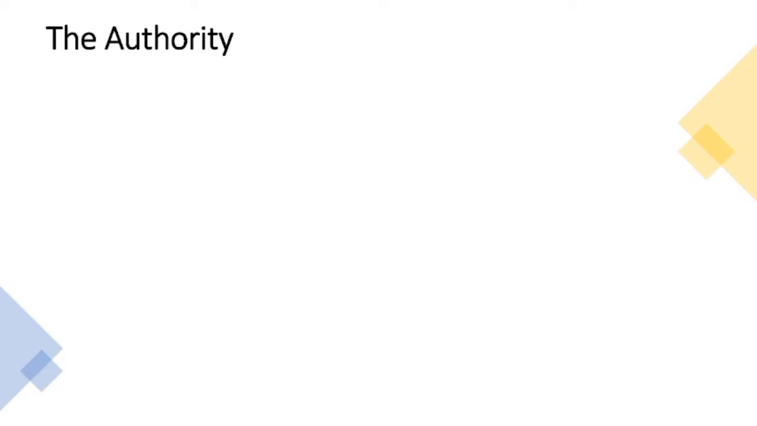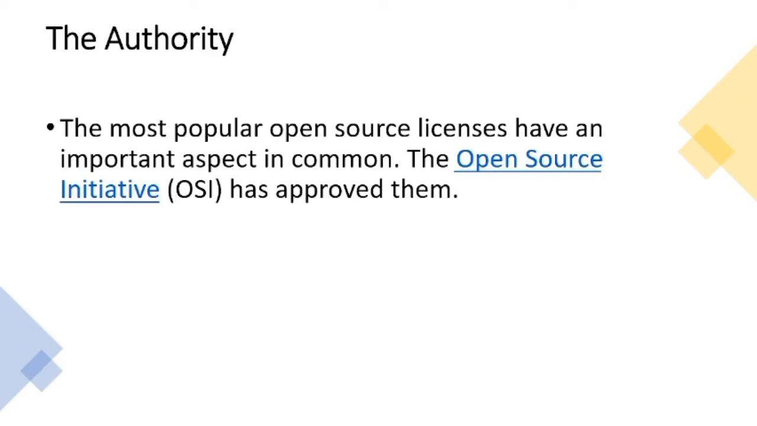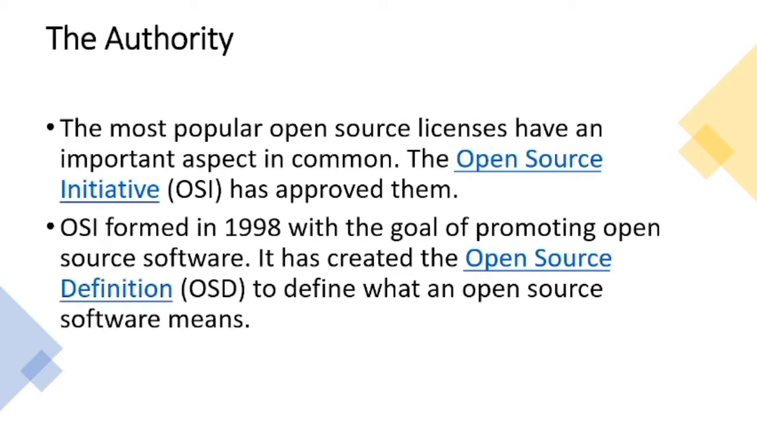Okay, where does the authority come from? Most open source licenses come from the Open Source Initiative. The most popular open source licenses have some important aspects in common, and they all originate from the Open Source Initiative. Now, what is the Open Source Initiative? We have talked about it in our earlier videos. OSI was formed in 1998 with the goal of promoting open source software. It created the Open Source Definition to define what open source software means.